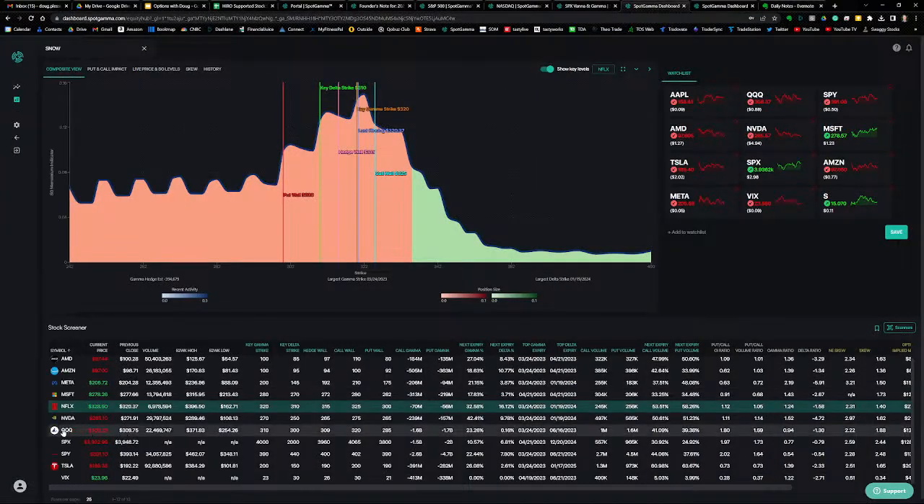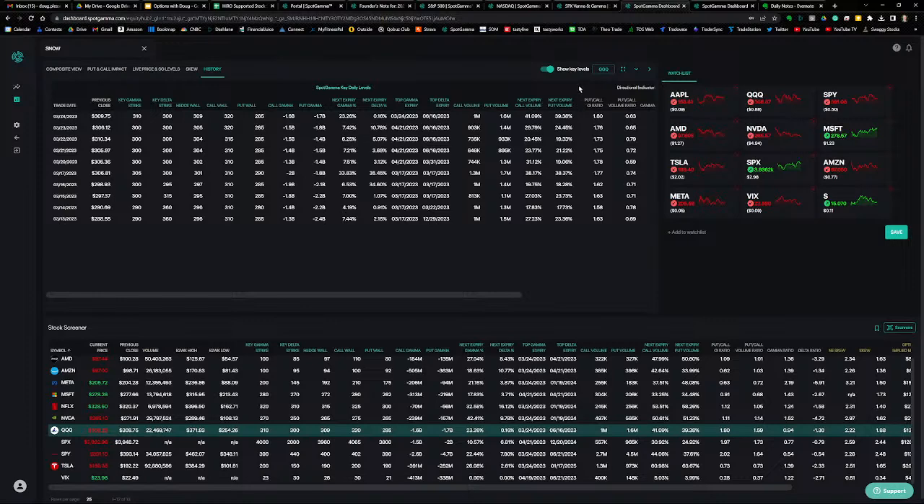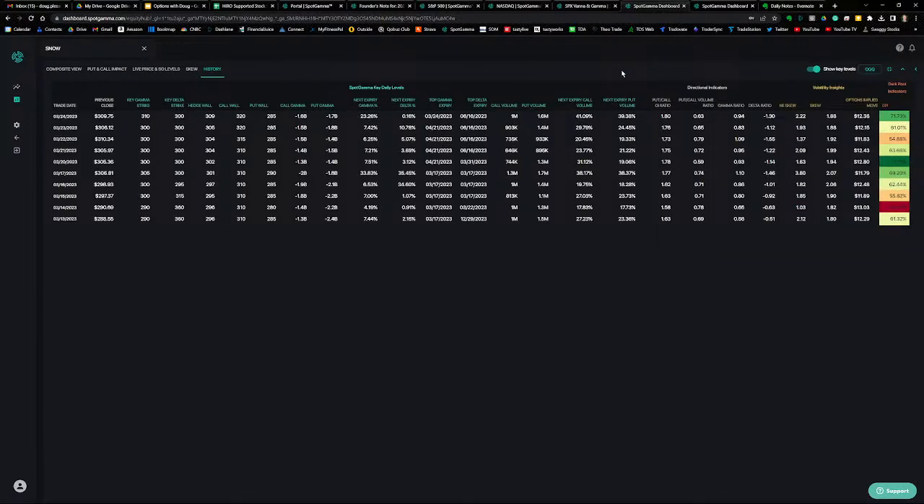let's go to QQQ, take a look at history here. And this is showing the key daily levels for the last 10 days. And I just want to point out that this is confirming the bullish price action in QQQ and the NASDAQ. This is the key gamma strike. Notice that it has increased from 290 10 days ago, gradually up to 310 today, and that is bullish. Traders are positioning themselves at higher prices, looking for higher prices.